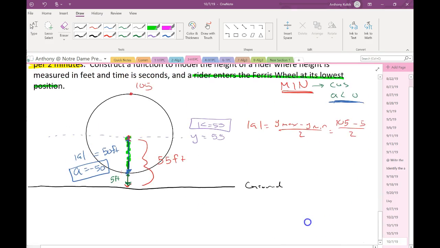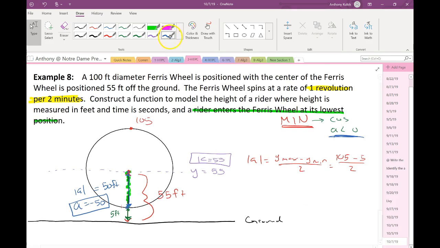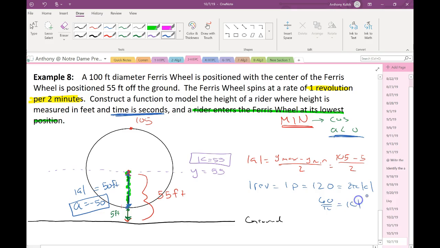Okay. So I can say then, well, remember that it asks us for time in seconds. So I know that 1 revolution equals 1 period, which is going to be 120 seconds. And I know 1 period is 2 pi over the absolute value of C. It is really big. Yeah, that is a fast Ferris wheel. So I know that the value for C is going to be 60 over pi. Is everybody okay with how I got that?